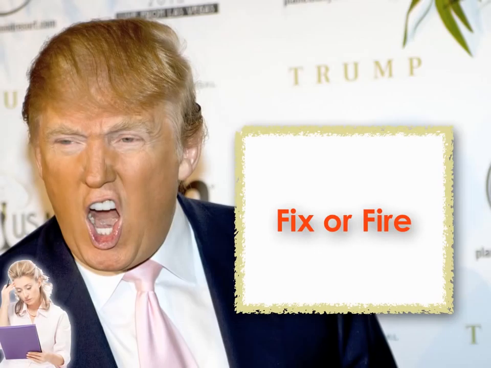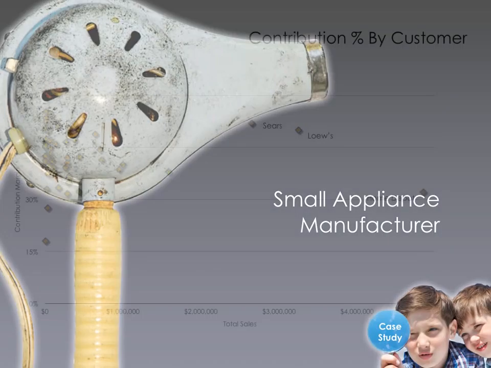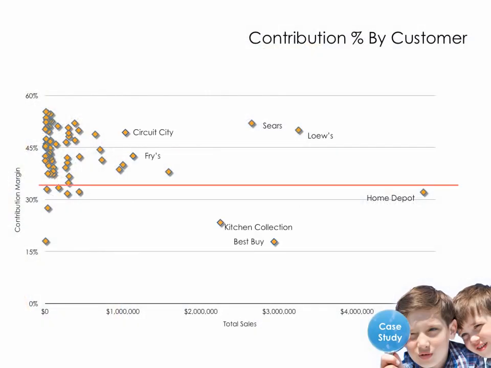So I will focus here on a case study, a company that sells small appliances. Here we look at contribution margin by customer. And you will see that we have a cluster of customers with small volumes but reasonable contribution margin. But you also see there are outliers, and those outliers are the interesting one.